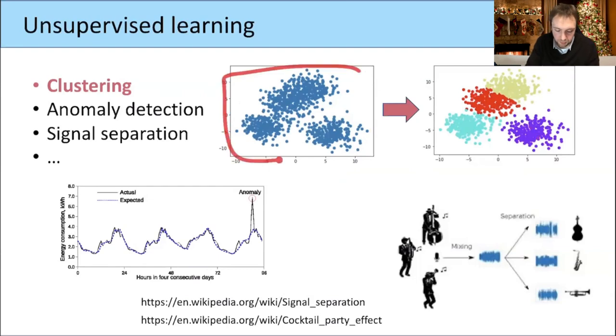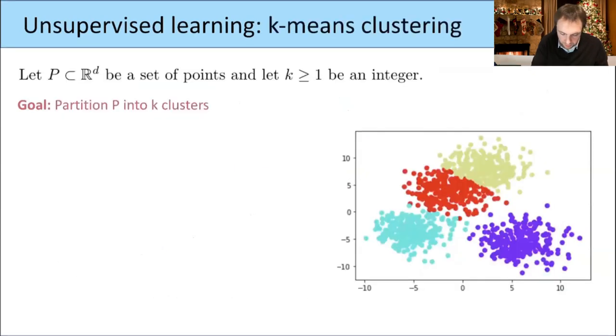So the input will be just numbers in R2, a collection of points in R2, and the output will be a function which assigns to each of these points a group or a color in this case here. And this is called a clustering.